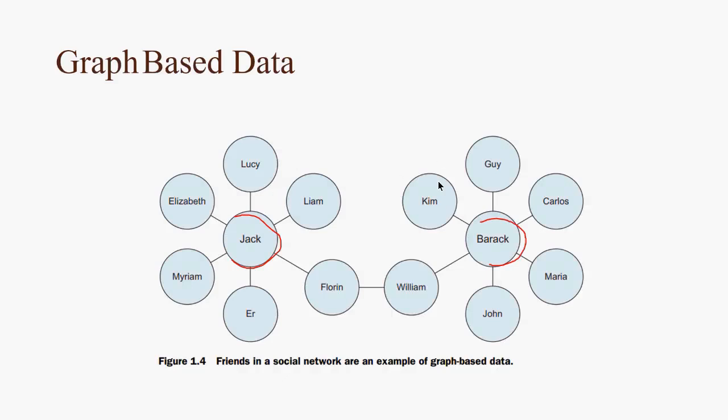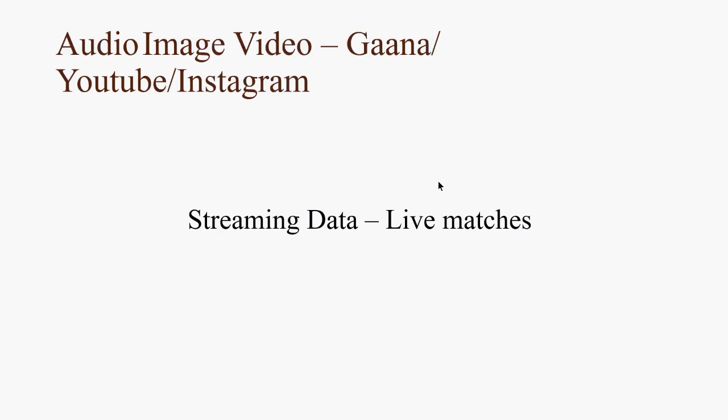So through that, it will display on Jack's or Barack's page. The friends of Jack will be displayed on William's, or on Barack's, and Barack's friends will be displayed on Jack's. So this is how we are interconnected through a network. So the data can be available through graph-based data also. Through the connections, we'll be able to find out the data. So one such good example is social network.